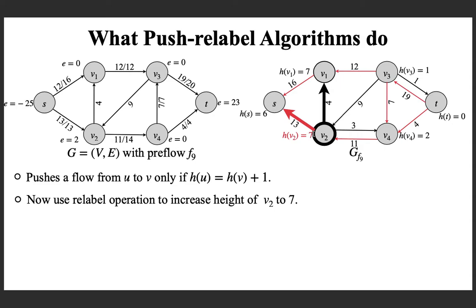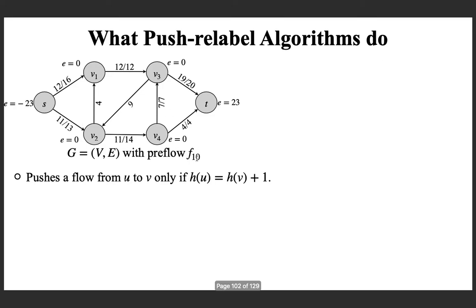Now I am not considering this conduit, and so a flow is enabled across this because the height of this is not 1 less than the height of V2. So this is the only conduit which enables me to push. If I push it, 2 units will go back to S. So this becomes 11 and I am getting a preflow F10.